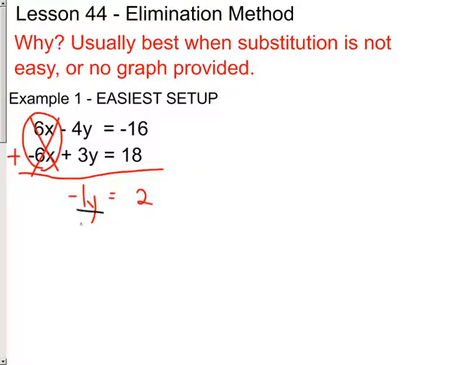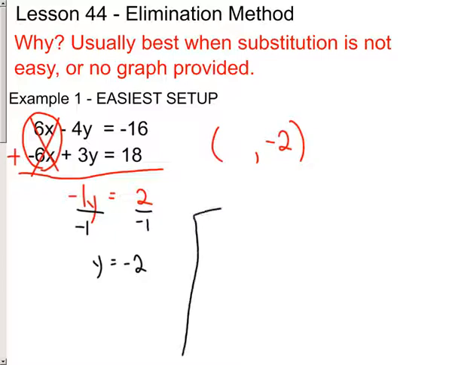We can now go solve for the y. You treat it just like any other equation at that point. And y would equal negative 2. Guess what? That's half your answer. And so now what you can do to get the second part of your answer, your x value that's missing, you come back in and you steal one of these two equations.